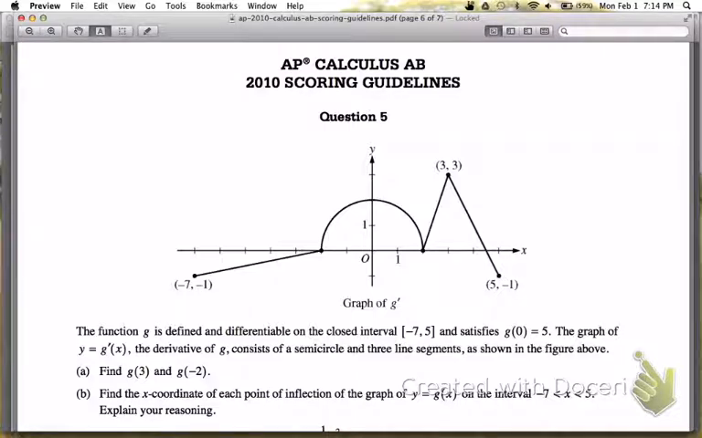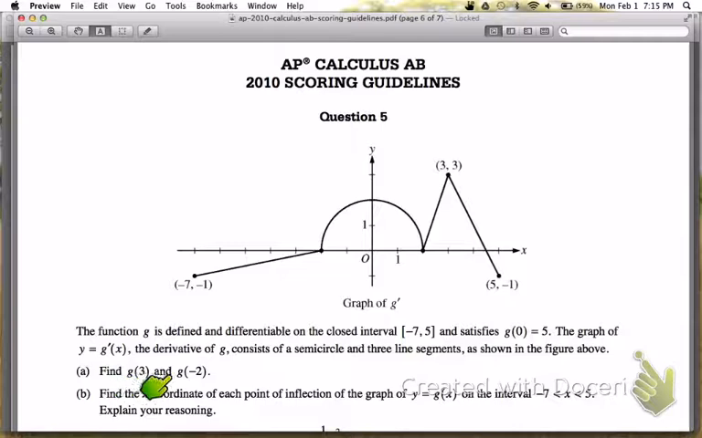The function g is defined and differentiable on the closed interval from -7 to 5 and satisfies the fact that g of 0 equals 5. So there's an initial condition that we need to keep in mind. The graph of y equals g prime of x, the derivative of g, consists of a semicircle and 3 line segments as shown in the figure above. So here's the graph of g prime. So we're given the graph of the derivative and they're telling us that the original function is differentiable in this closed interval, and here's the initial condition for that original function.